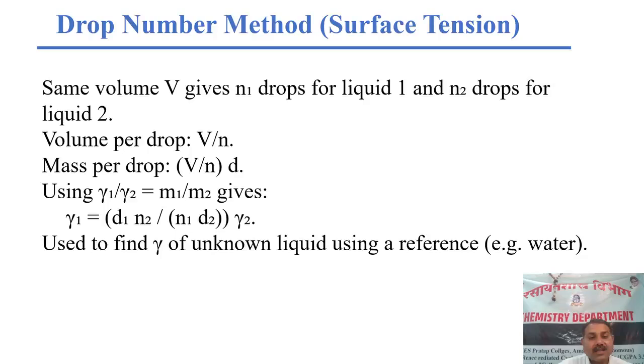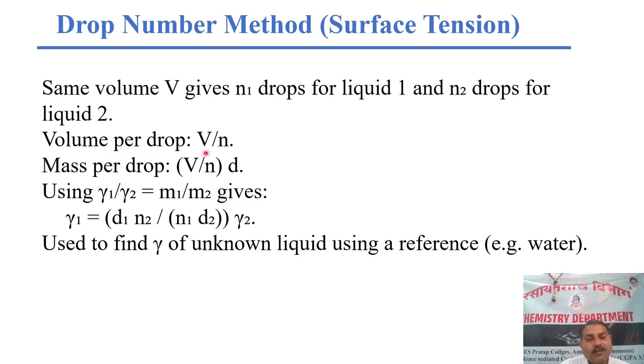So in this way we can determine the surface tension of a liquid by the drop weight method. Then another method is the drop number method. In the drop number method, we have to determine the number of drops. For the same volume we get n1 drops for liquid 1 and n2 drops for liquid 2. Liquid 1 is the unknown liquid whose surface tension we have to determine, and liquid 2 is the reference or known liquid. We know the surface tension of liquid 2.